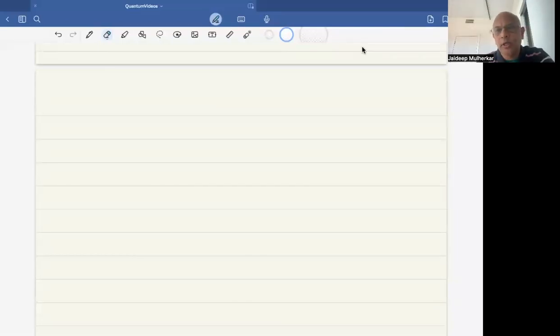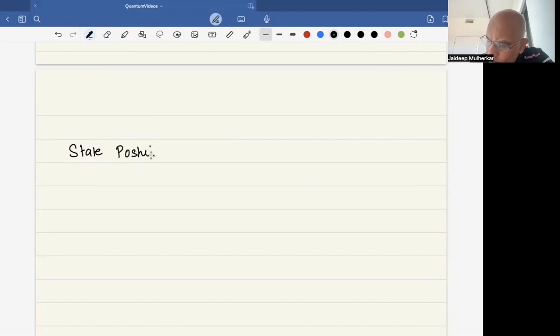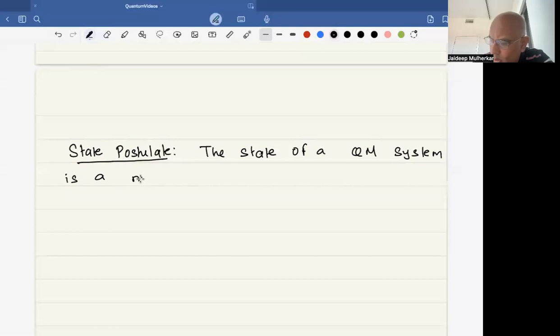All right, so let's delve a little deeper on the state postulate. Let's recall that the state postulate says the following: the state of a quantum mechanical system is a normalized vector in some appropriate Hilbert space.